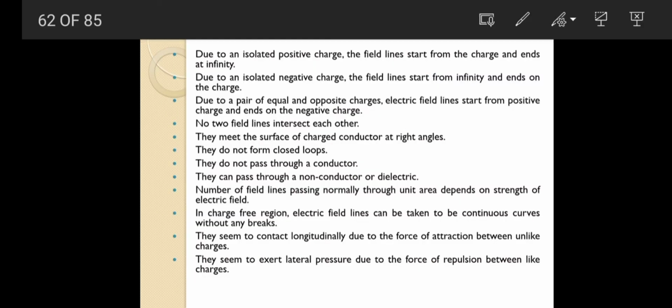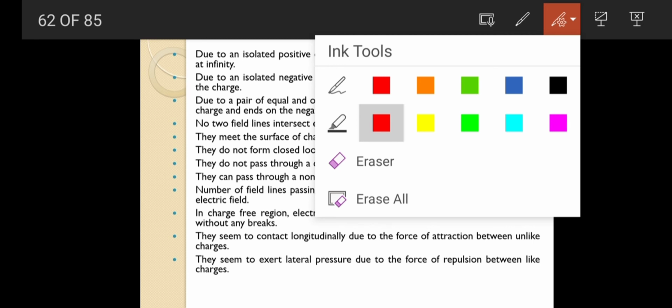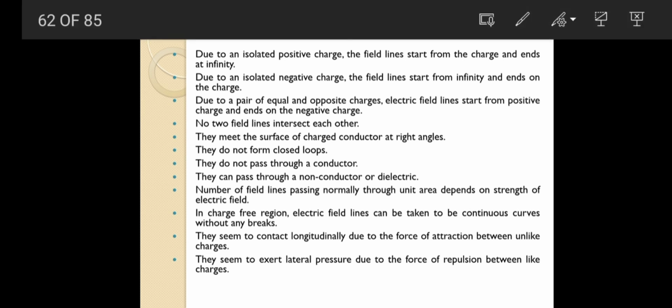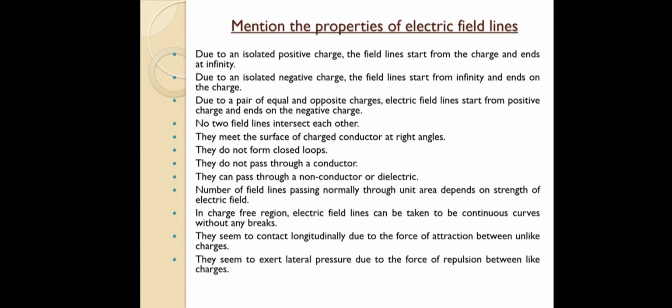Now let us mention some different properties of electric field lines. These are very important properties which we should remember. Due to an isolated point charge, the field lines start from the charge and end at infinity. Remember this point. For any isolated positive charge, the field lines start from the center of the charge and end at infinity. Electric field lines will always diverge out of the positive charge. That is the meaning of this sentence.